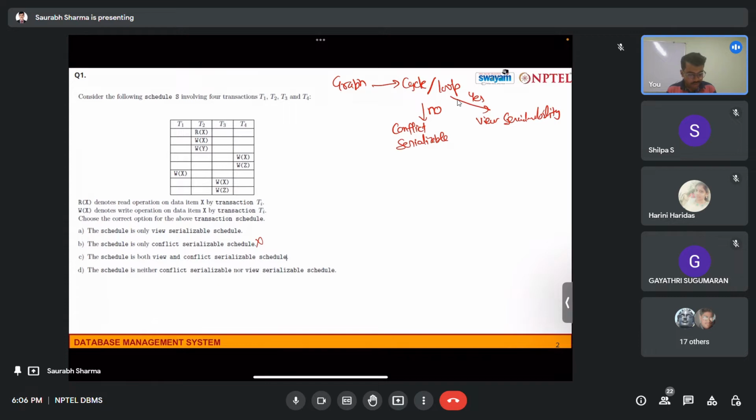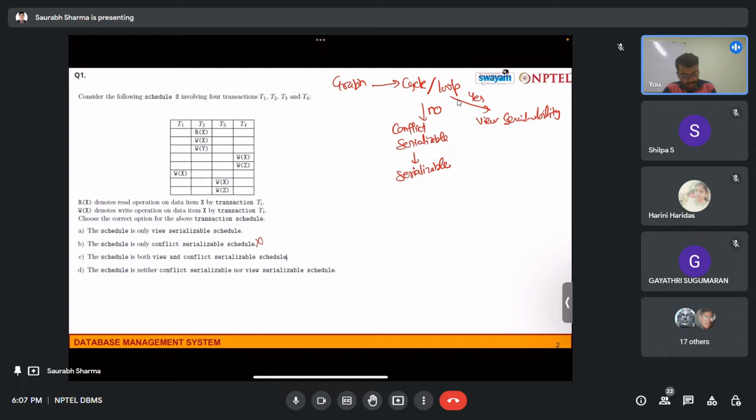If it is conflict serializable, then we can say it is serializable. And if we want to tell the sequence of execution of the transactions, then we will go one by one, check the in-degrees, and with the help of the in-degrees we will create the flow of transactions. Okay, so let's solve it.